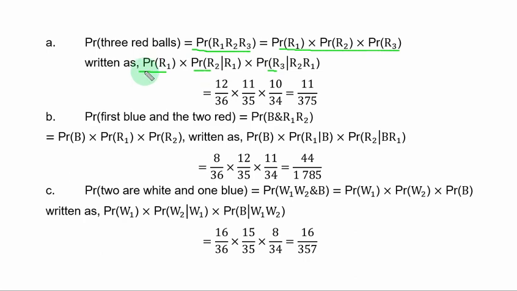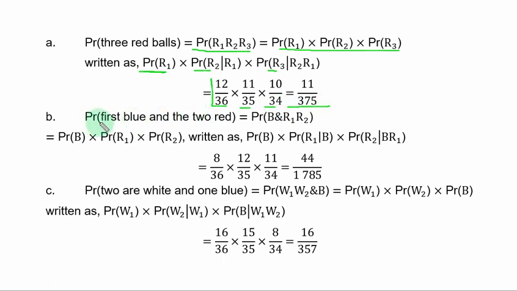Now let's come here. The first is red. You have 12 red balls over a total of 36. Without replacement, that means the red balls are now 11 and the total is 35, times 11 over 35. Before the third drawing, you are left with 10 red balls and 34 in total. That is 10 over 34. When you multiply and simplify, you have 11 over 375.